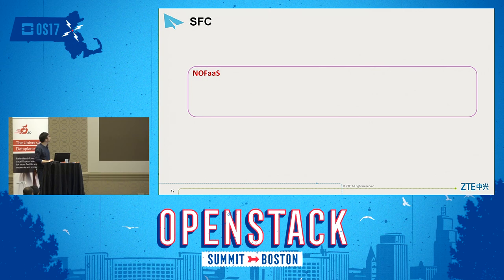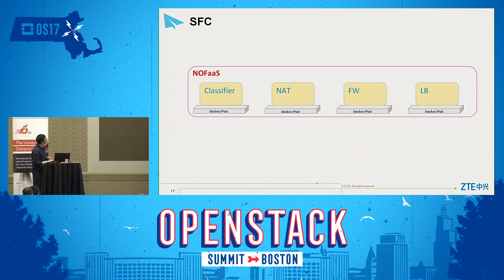Here's another example for SFC. This is also the NOF node. We have the classifier node. It might be in a container. Another node for net, another node for firewall, and another for RB. All of the services or the containers might be in different compute nodes. So the communication between these nodes will transmit the packets between all the containers through the OVS-DPDK VPP switch.